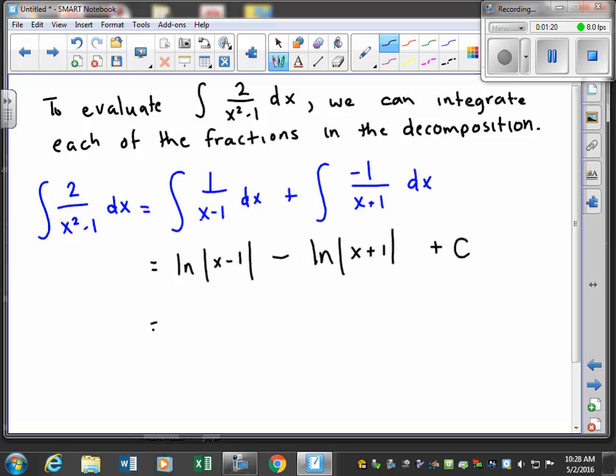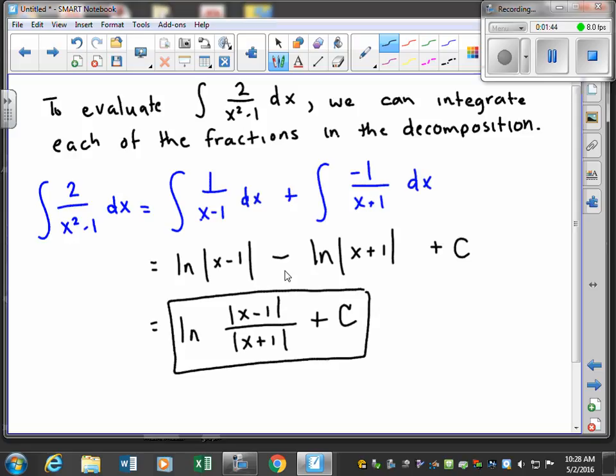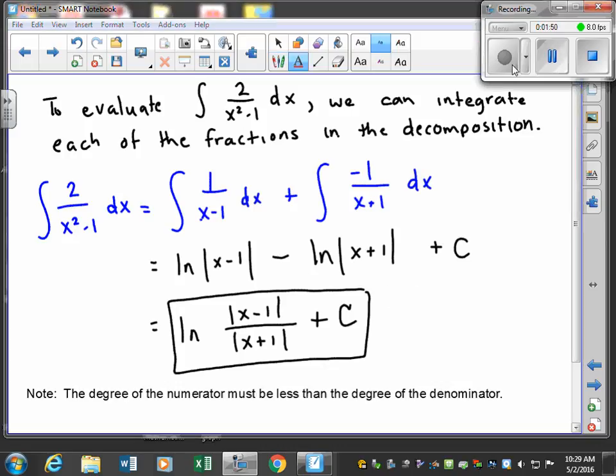Now, because both of these are log, we can reuse our properties to rewrite these. What would we do to rewrite subtraction if we wanted to take this a step further? We can condense these to the natural log of absolute value of x minus 1 over absolute value of x plus 1. And then remember our plus a constant. So we can remember our logarithmic properties there. Also, we want to make a note that the degree of the numerator must be less than the degree of the denominator. In this case, it is.